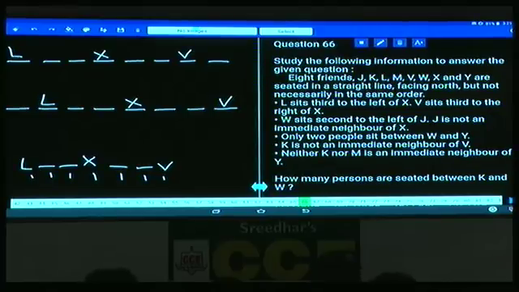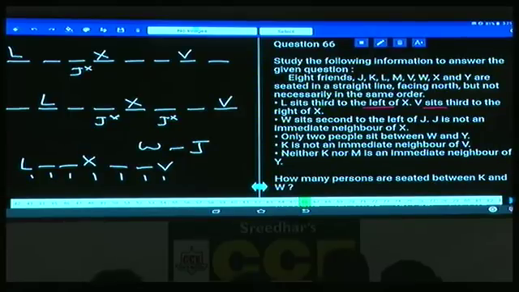L sits out to the left of X, V sits out to the right of X, W sits second to the left of J. Now this W is seated second to the left-hand side of J. J is not an immediate neighbor of X, so J cannot be in these 2 places. Similarly, J is not an immediate neighbor of X, so J cannot be here as well. Isn't it? Then, what are the possibilities here?